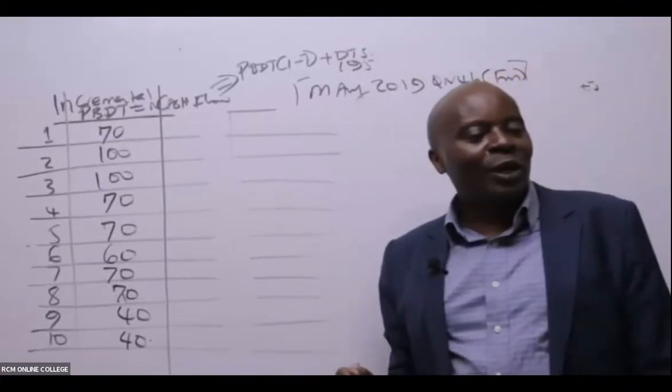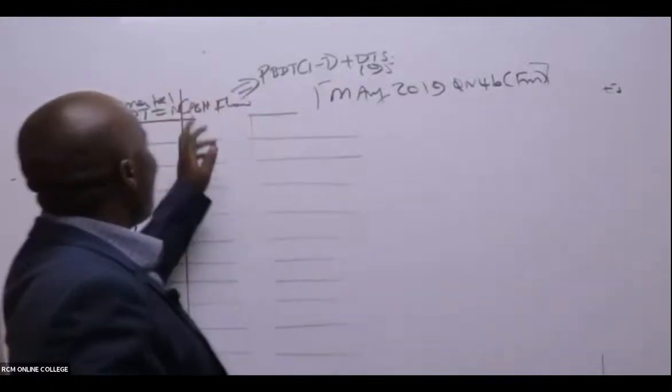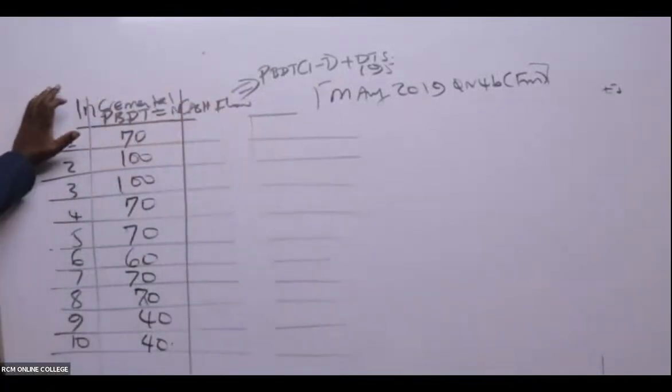So anytime they want me to give this cash flow, whenever I've got many of them, what I will do is take this as my PBDT, of course, the incremental. And then I less tax. And then I add this one.